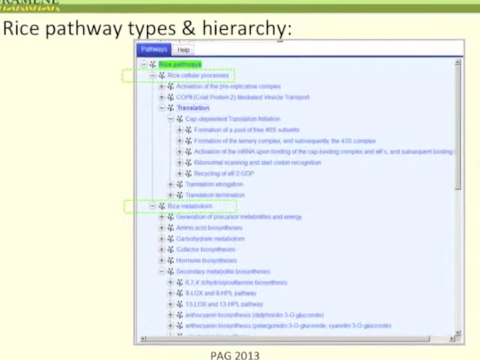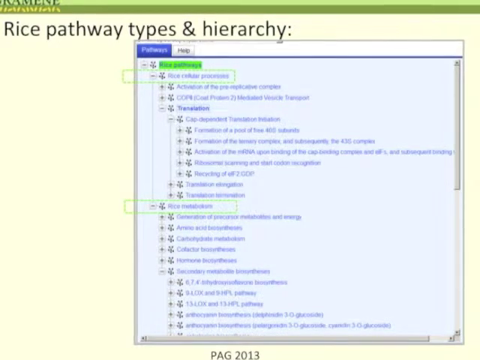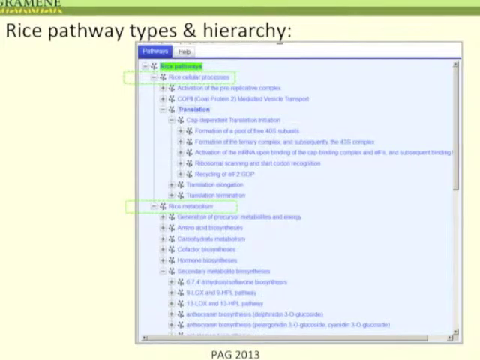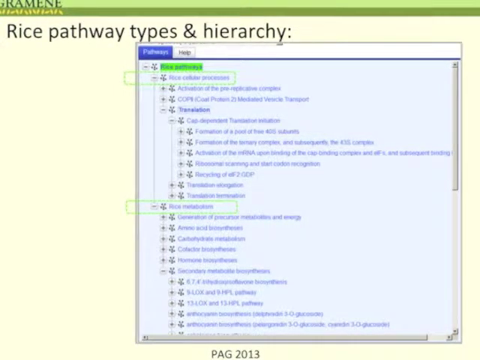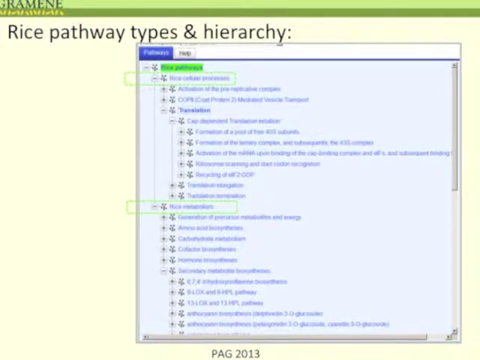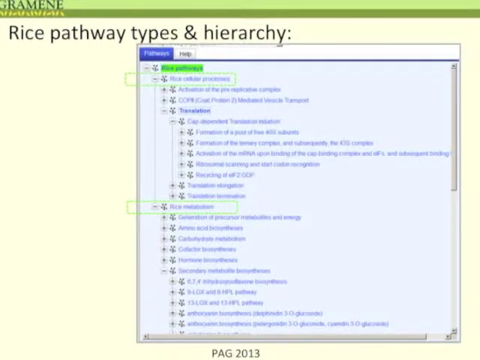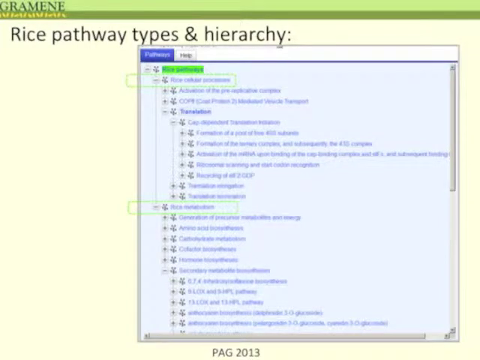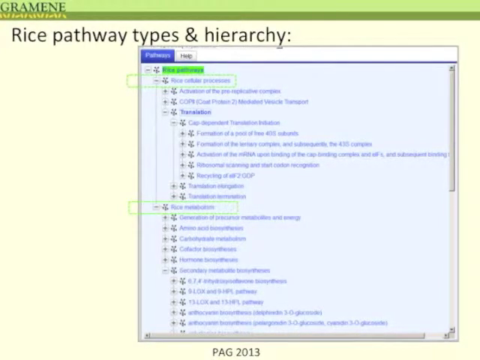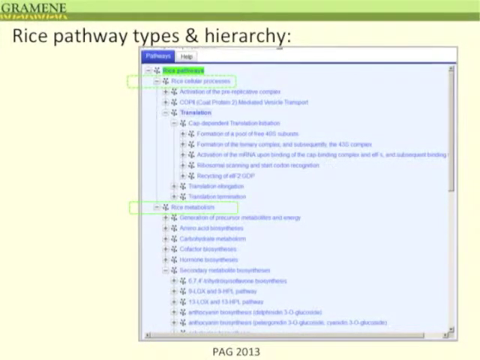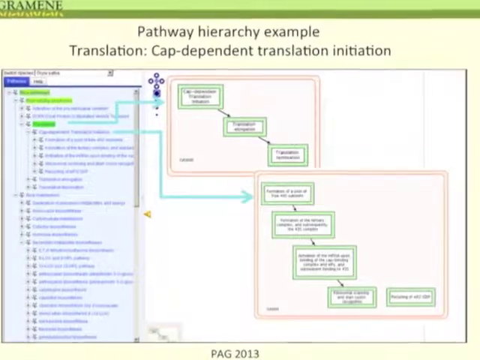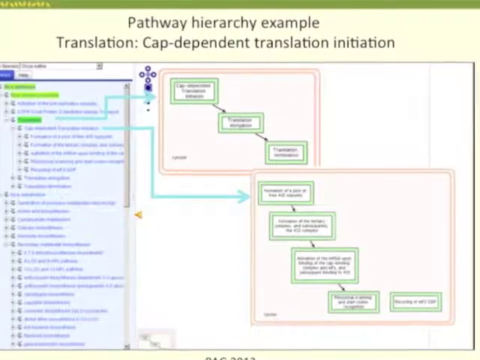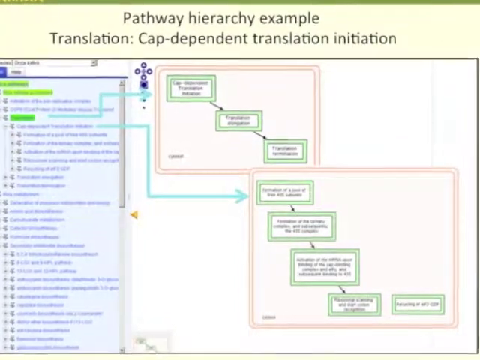Within these two main groups, pathways are organized hierarchically into superpathway families, such as translation, and in this example are further subdivided into the initiation, elongation, and termination steps. Further pathway subdivision is also possible. Looking at a specific pathway in the translation initiation process, the formation of a pool of free 40S subunits, we can see that it contains multiple reactions and various constituent complexes and a protein.